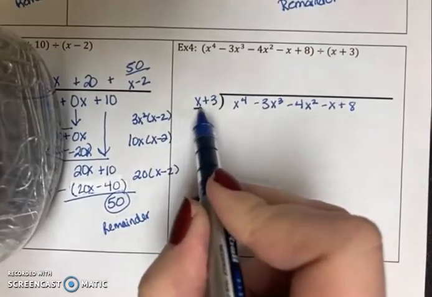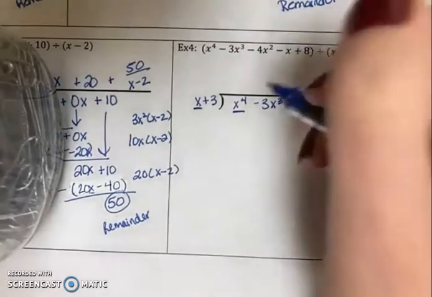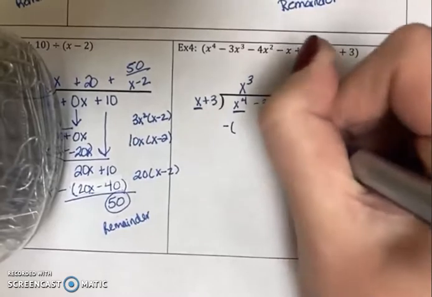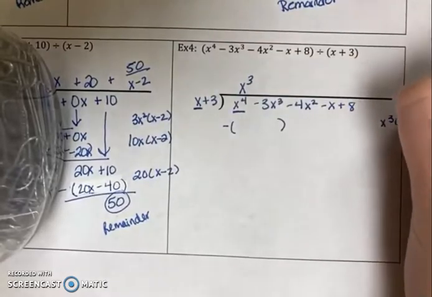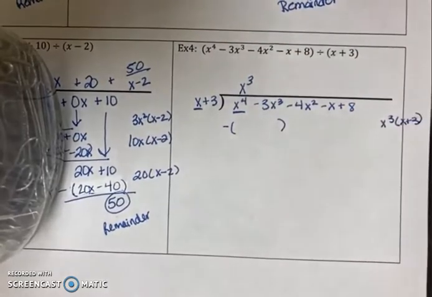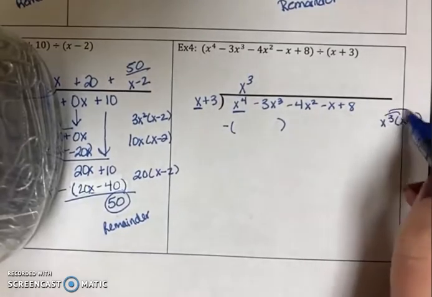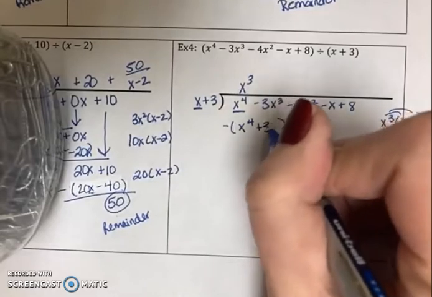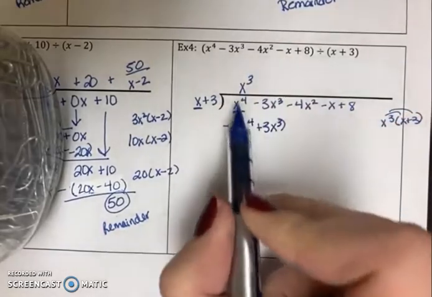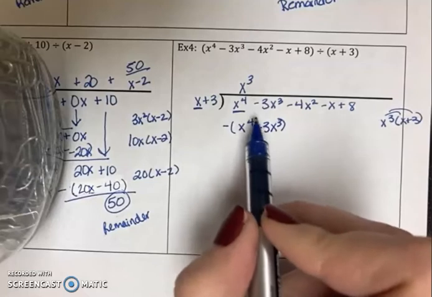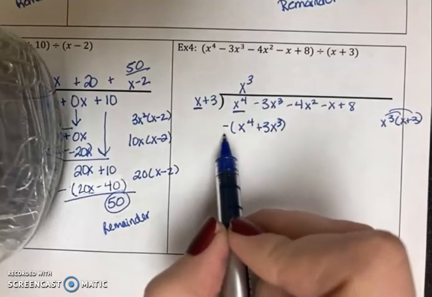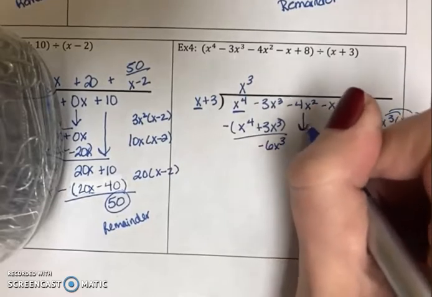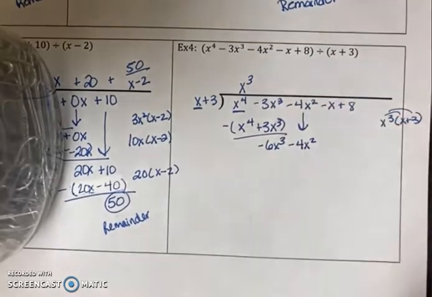So what do I have to multiply x by to get x to the 4th? The answer would be x cubed. So I'm going to subtract whatever x cubed times x plus 3 is. If I distribute that, that would give me x to the 4th power plus 3x cubed. Because I'm subtracting, these cancel out, and the negative 3x cubed minus 3x cubed becomes a negative 6x cubed, bringing down my negative 4x squared.